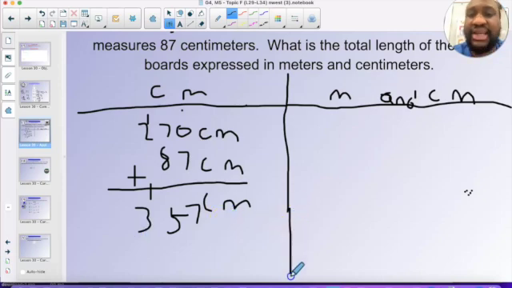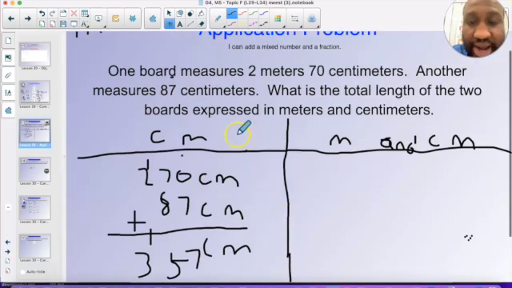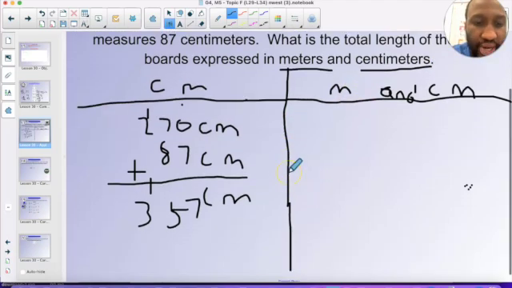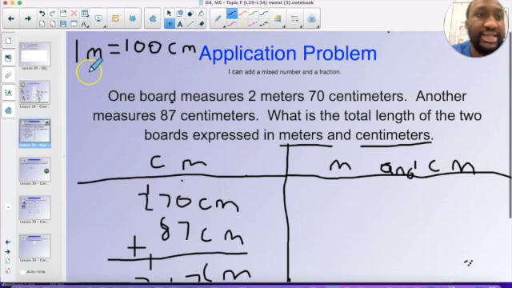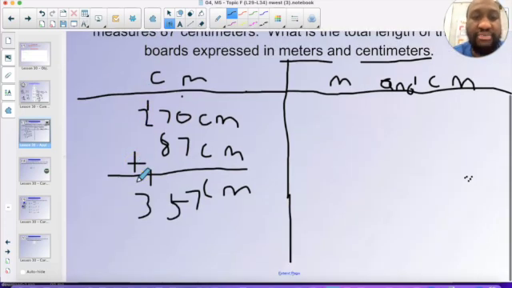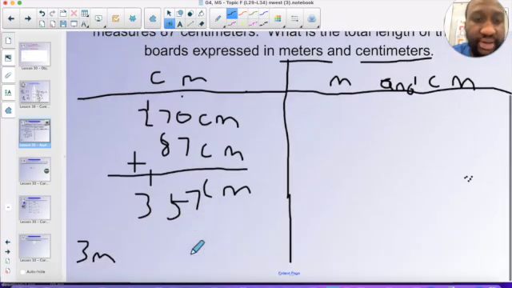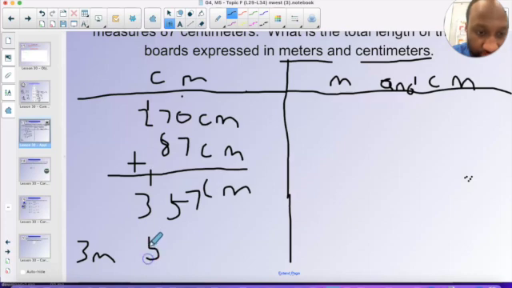However, what I have to do is, they're not asking how much is it in centimeters. They're asking in meters and centimeters. All right. So when I'm looking at this, I have to realize what is going to be in meters and centimeters. So I know that every 100 centimeters is 1 meter. So if 1 meter is 100 centimeters, that means 2 meters is 200 centimeters. That means 3 meters is equal to 300 centimeters, and I have 57 centimeters left over.